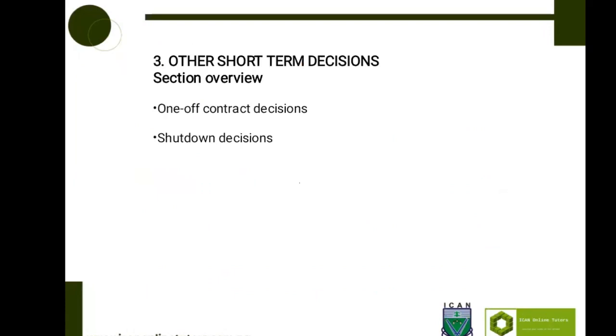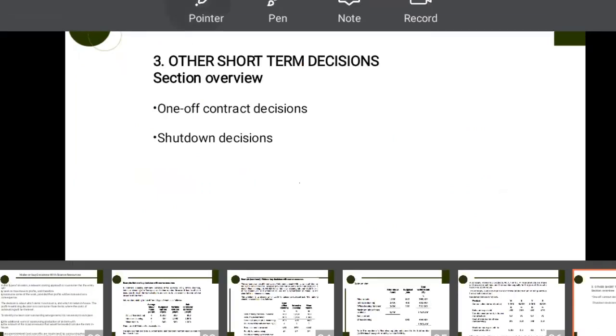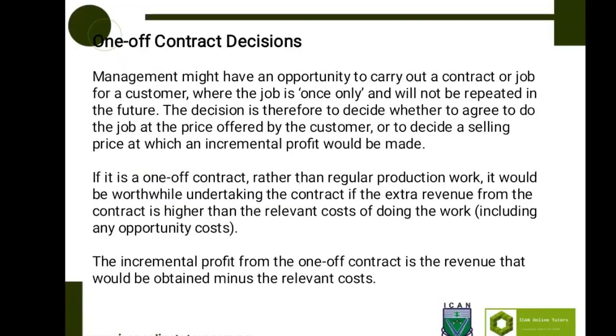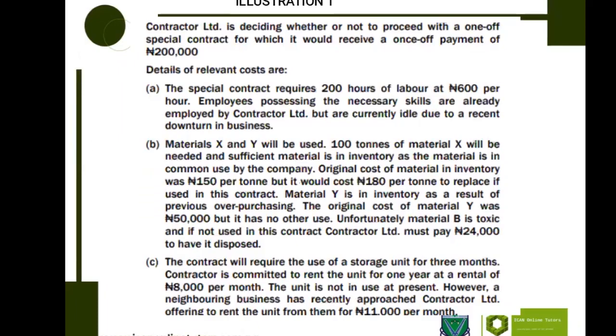We have other short-term decisions. We have what we call one-off contract and shutdown decision. One-off contract decision simply has to do with deciding if you should take a particular contract or not. It has to do with relevant costing, because you weigh the cost of production, and if the cost is relevant, we weigh only the relevant cost and then see if the benefit outweighs the cost.